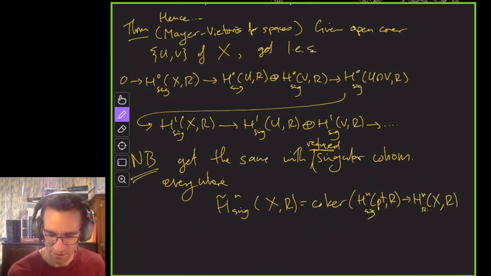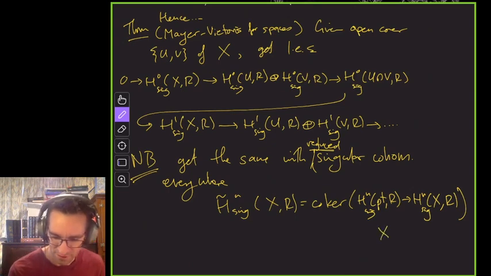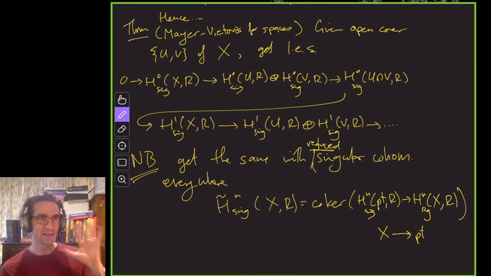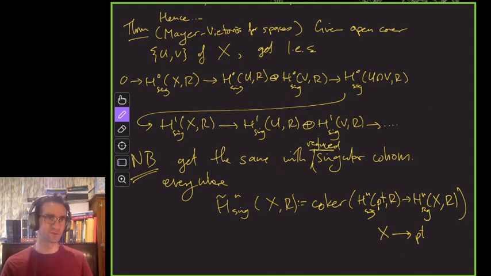So remember, PT is the 1 point space. And this map is induced from the standard map, from any topological space to a single point, which is always continuous. Singular cohomology is a functor, and you get the whole Mayer-Vietoris thing.